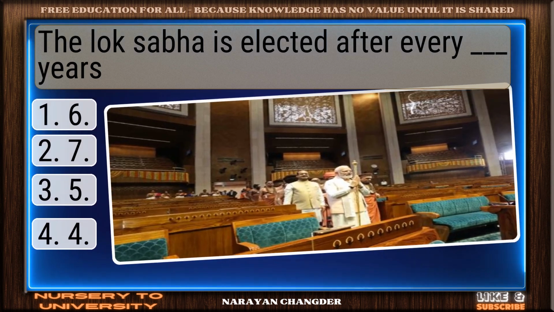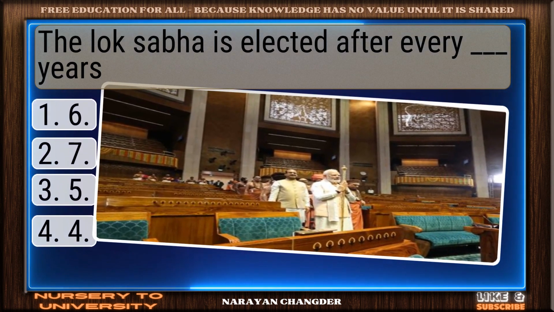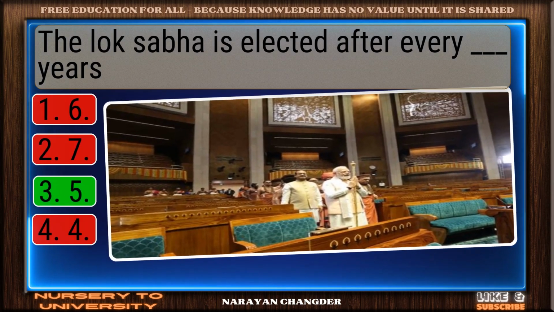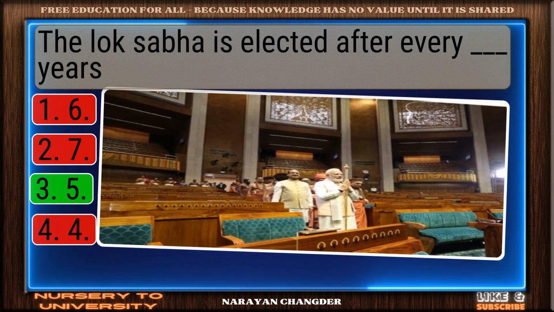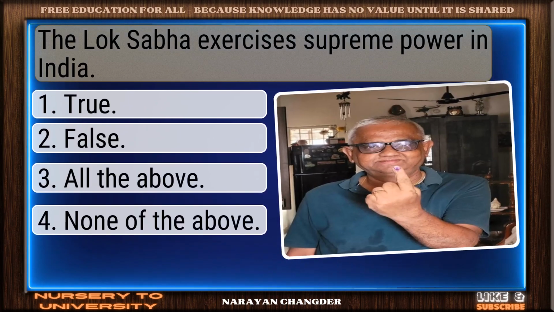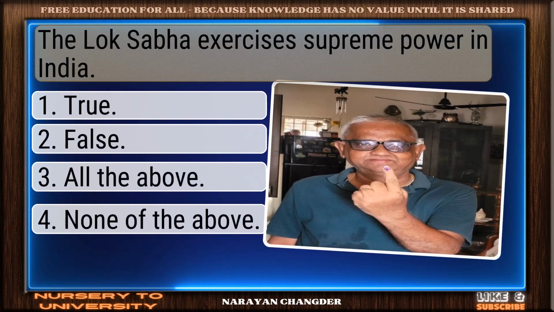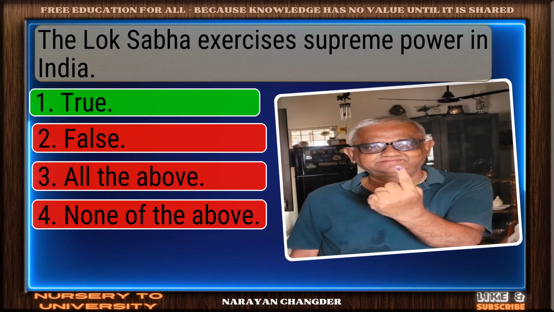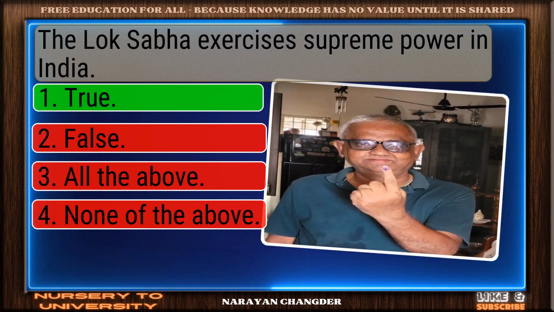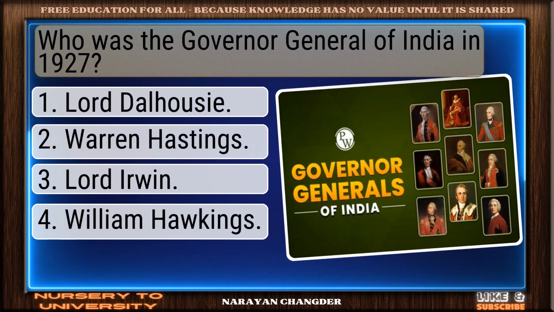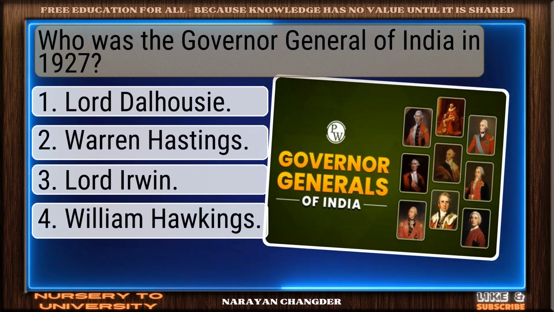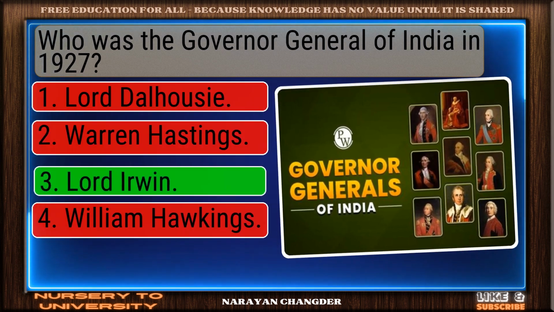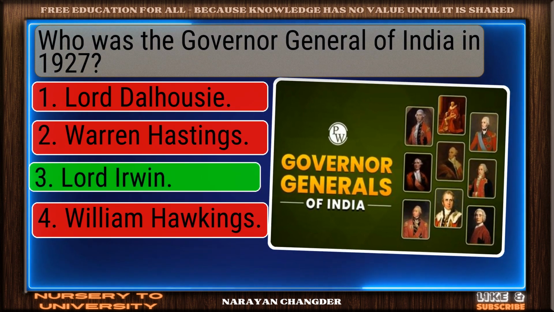Question number 137. The Lok Sabha is elected after every dash years. Excellent choice. 5 is the right answer. Question number 138. The Lok Sabha exercises supreme power in India. Exactly. True makes sense, and it is right choice. Question number 139. Who was the Governor General of India in 1927? Great job. Lord Irwin is the accurate answer.